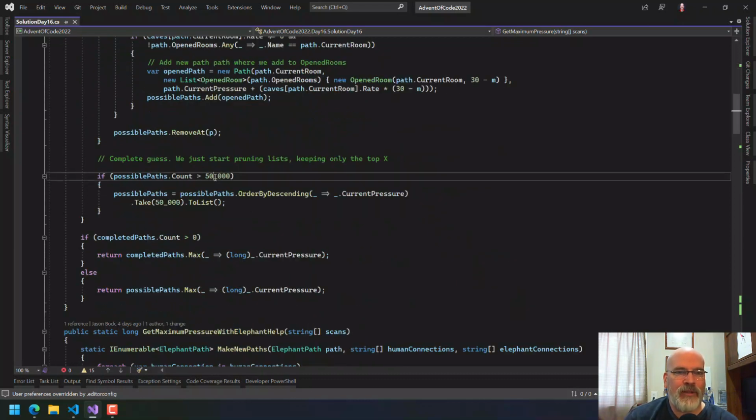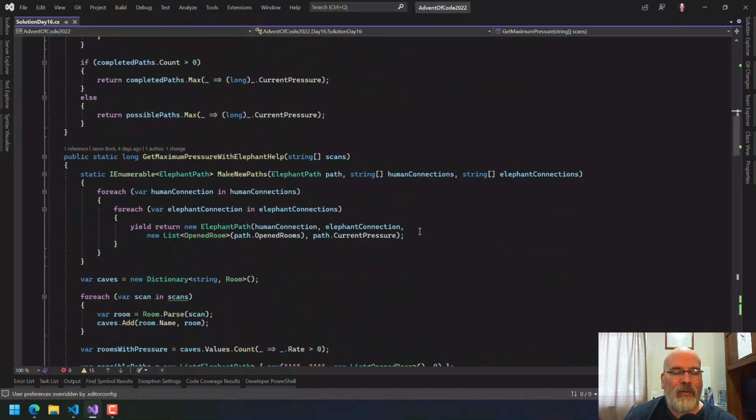And then I do this complete guess. I just basically say, if I've hit 50,000 paths, then I prune it by saying which ones are giving me the most pressure, because those are probably the ones that are going to give me the best output. Again, there's probably better ways to optimize this, but that's what I did for this problem. And then I just picked the max one, and that worked.